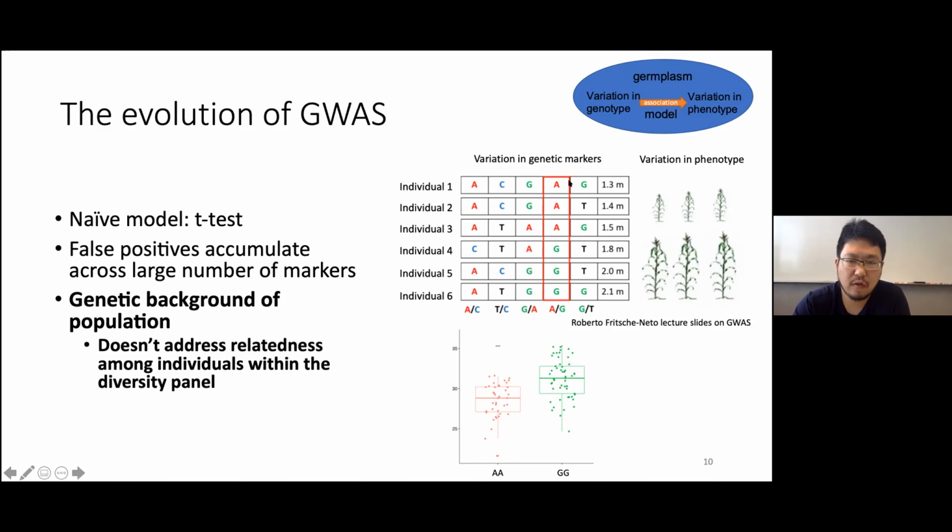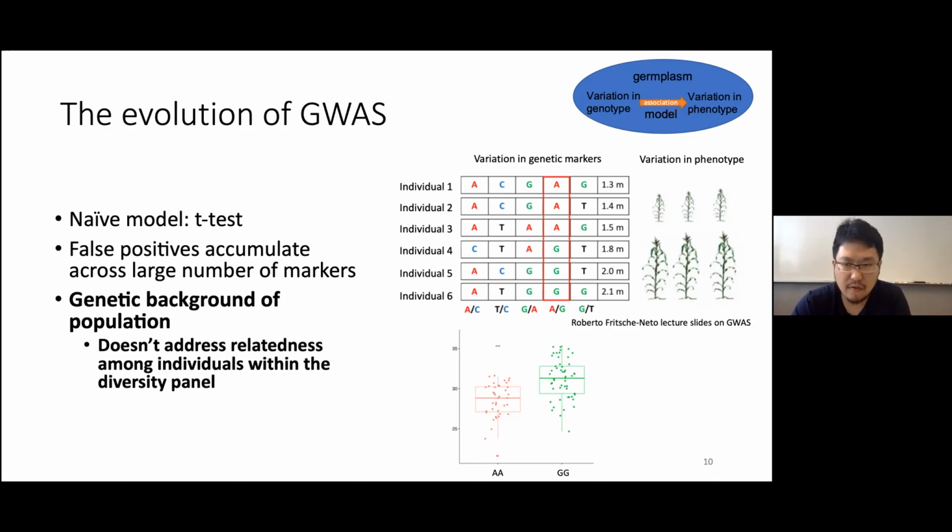If we look at a single locus here, let's say we set the significance level equal to 0.05. So 0.05 is the chance that we find a false positive here. And that is not very high for a single locus. But if we have a million markers or tens of thousands of markers, and each of them is assumed to be independent, the number of false positives could accumulate, and that could end up with a lot of false positives. So that's one thing.